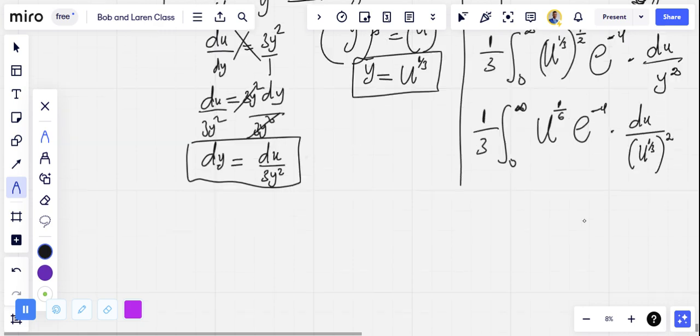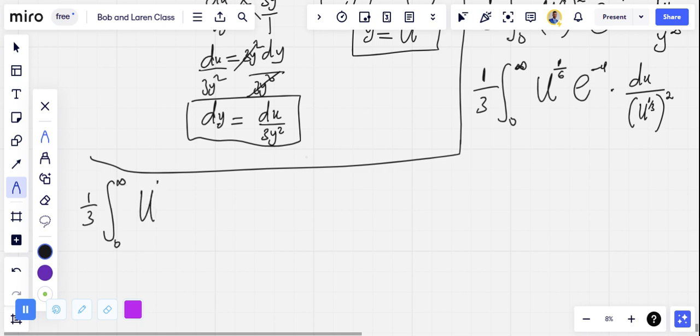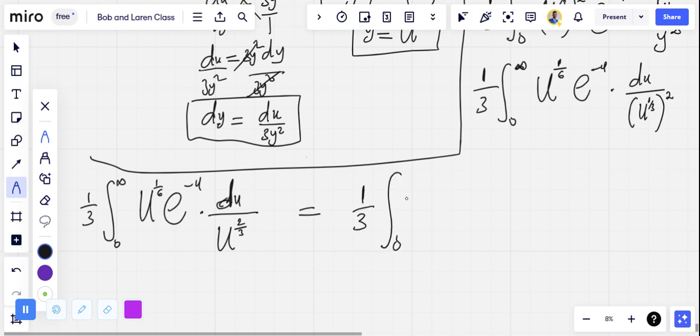So guys, looking at this, what are we going to have next? I'm going to have the integral, I have 1 over 3, from 0 to infinity. Then u to the power of 1 over 6, then e to the power of negative u times du over u to the power of 1 over 3 all squared. That's 1 over 3 times this 2, that's 2 over 3. So you know what to do from here now. Indices. Just need to go ahead and divide. U to the power of 1 over 6 divided by u to the power of 2 over 3.